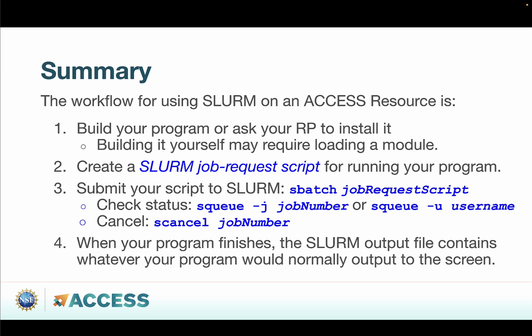When your program finishes successfully, the output file specified in your job request script contains anything your program would have displayed on the screen. If your program instead wrote its results to a file, SLURM will not change that. The results will be in that file as normal.